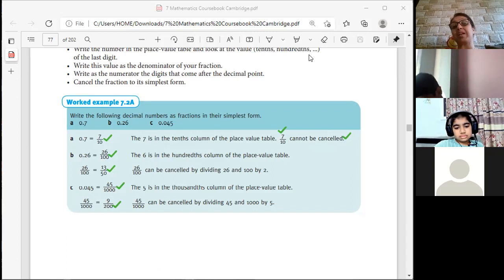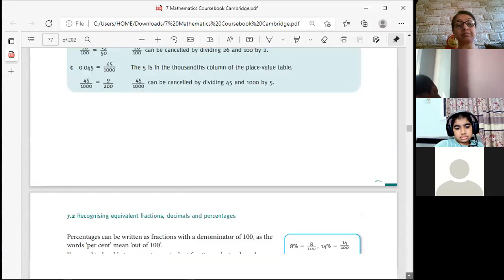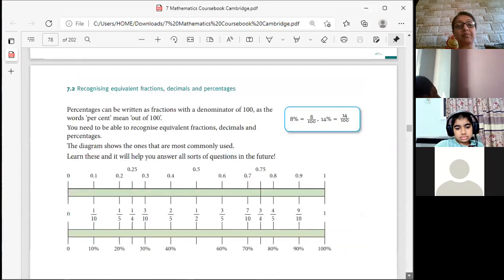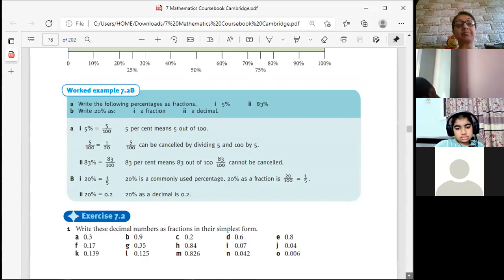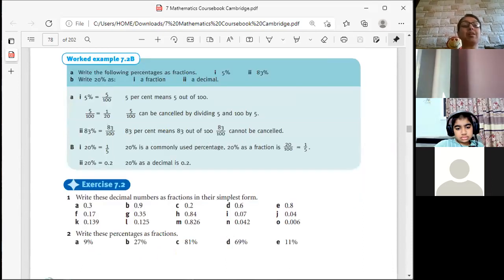Now these are solved examples. We will move to the exercise so that we know how to go about it. Okay, these are worked examples, solved examples. We can do 7.21 and 2 both together. Now see, solved example: write the following percentages as fractions.